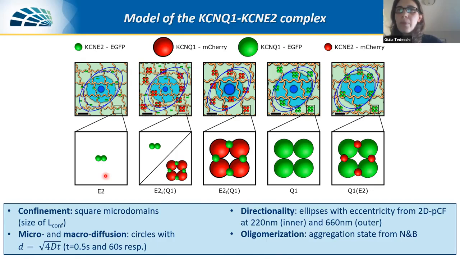Finally, here, there's a zoom in. We were trying to represent the aggregation state that we were obtaining from the number and brightness analysis. So here, as I was mentioning, we have E2, that is a dimer, Q1, that is a tetramer, and when they are interacting, they're most likely having a 4-to-4 aggregation.